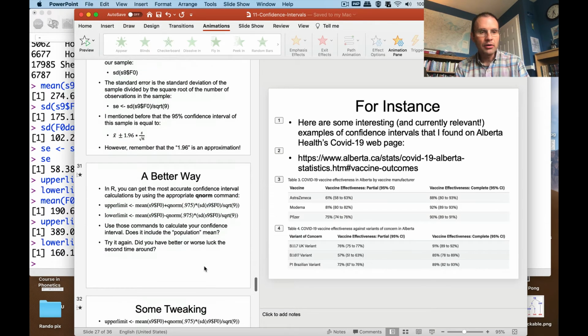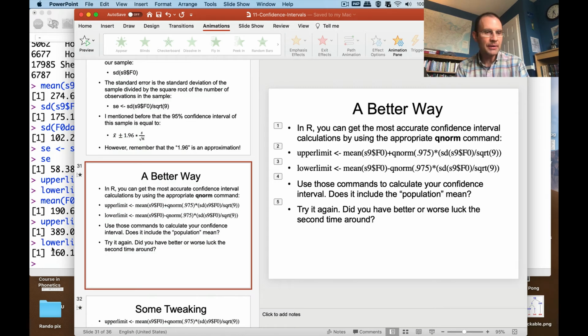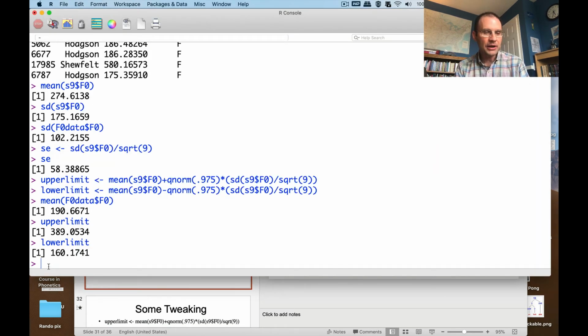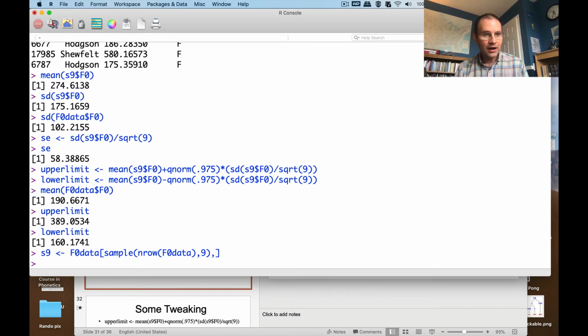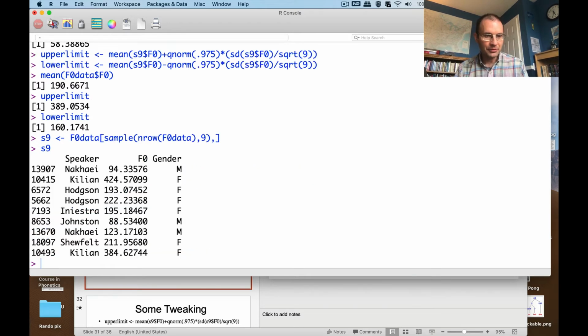Yeah, so let's try it again, and we'll see if we get anything different. By trying it again, all I'm going to do is run the experiment again, so-called, by taking a different sample of 9 rows of the F0 data. Yeah, so we look at this again, slightly different numbers. What happens? I think we just need to do this.